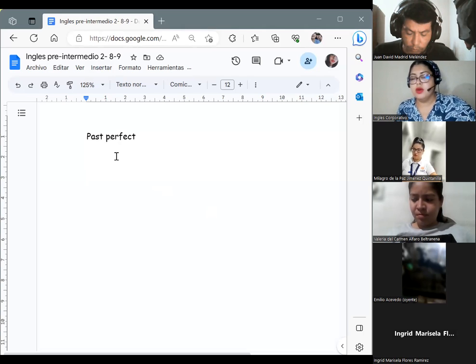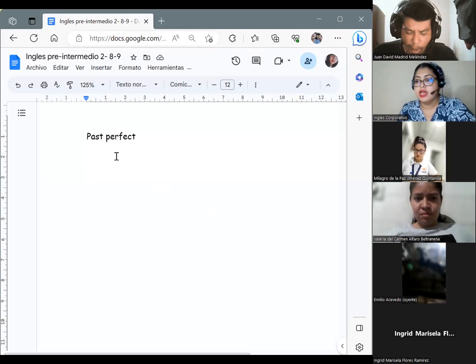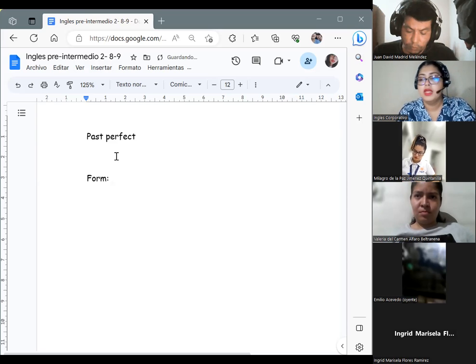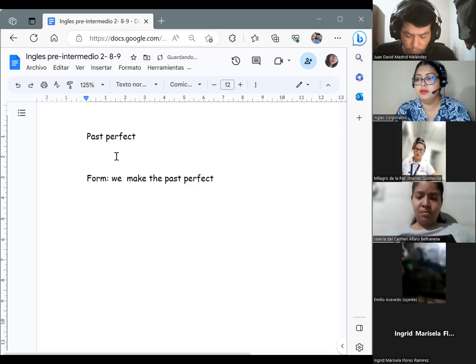So it says that we are going to make the past perfect using had plus past participle. Ayer estuvimos viendo la comparación entre las oraciones en presente y en pasado. En este caso, en el presente perfecto, veíamos que utilizamos el auxiliar have. Ahora, lo que nosotros vamos a hacer para el pasado perfecto es utilizar el pasado de ese auxiliar. Entonces, cuando hablamos de forma o de form, we make the past perfect by using the auxiliary have, but in this case in past, had plus the past participle.